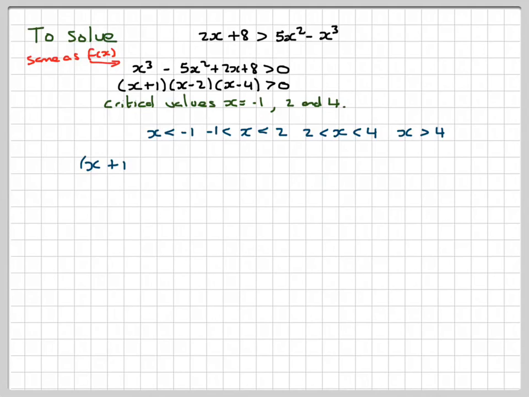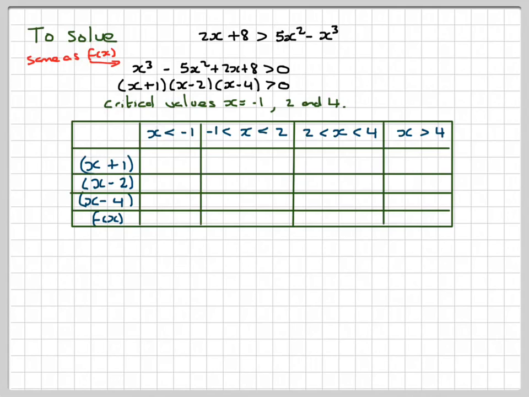So down the side here, we're going to write x plus 1, x minus 2, x minus 4, which are the factors, and this will be the final result for f of x. Putting that into a table, and then we need to choose the numbers to test. For when x is less than minus 1, we're going to take minus 2. Between minus 1 and 2, we'll take 0. Between 2 and 4, we'll take 3. And bigger than 4, we'll just take 5.